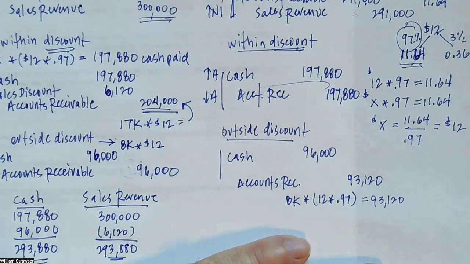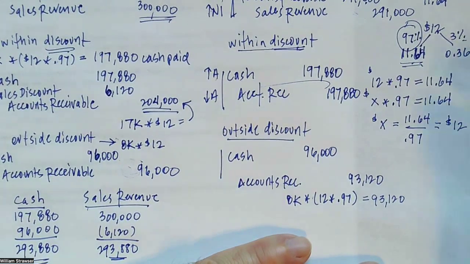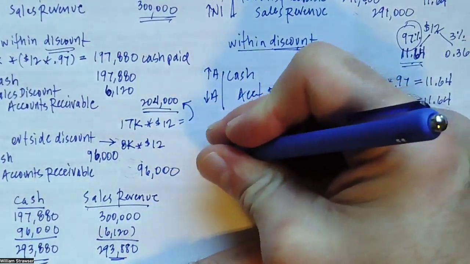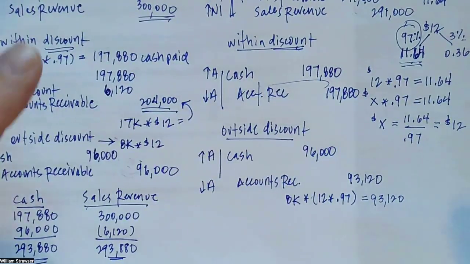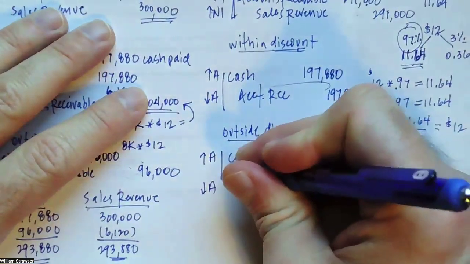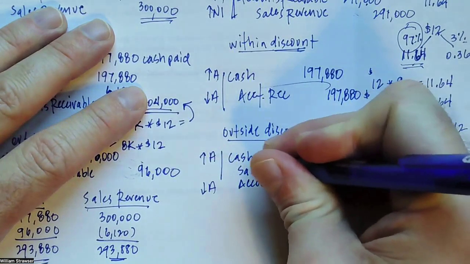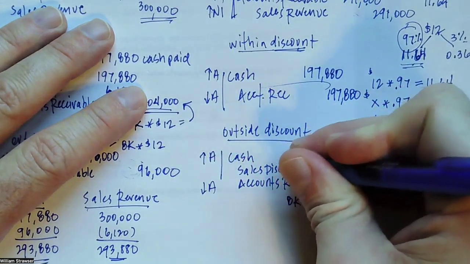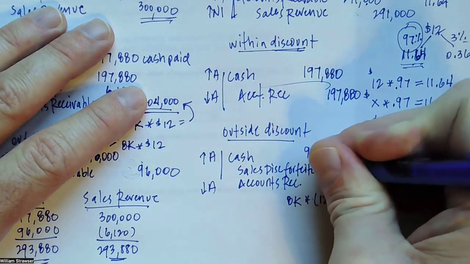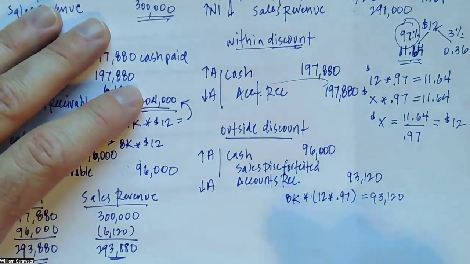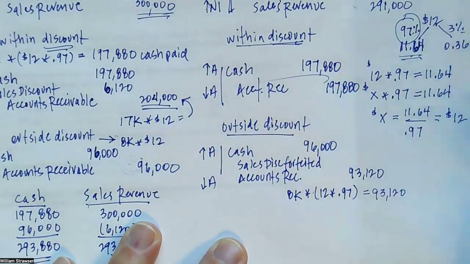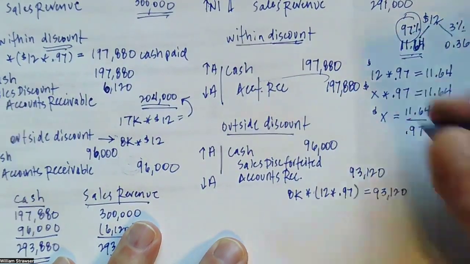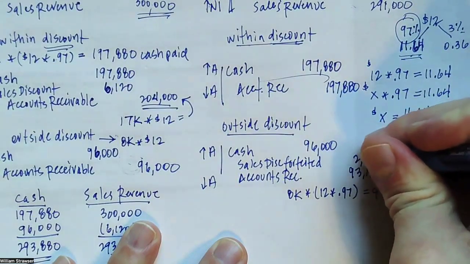Well, now we need a credit to fill this discrepancy between cash and accounts receivable. The credit that we're going to need is to sales discounts, not sales discounts, period, but sales discounts forfeited. Okay, because my customers gave up, they forfeited a discount. So in this case, the missing amount would be 2,880.